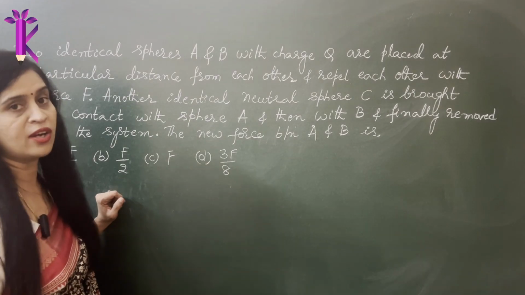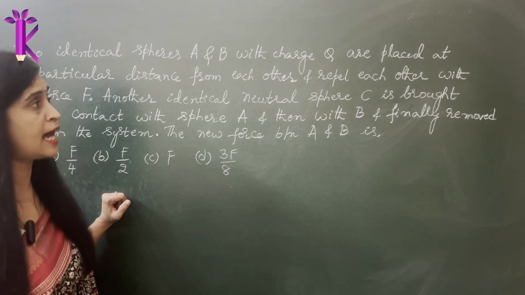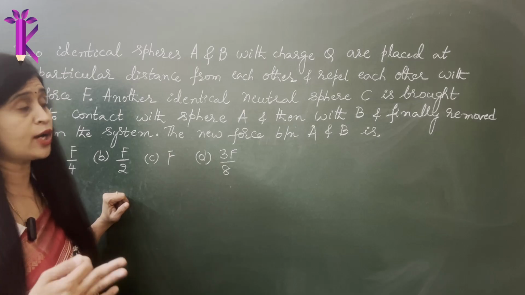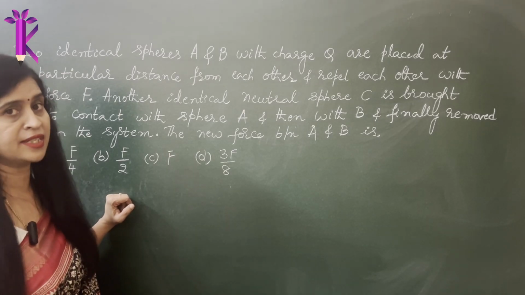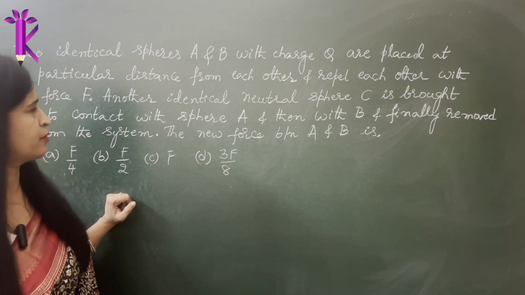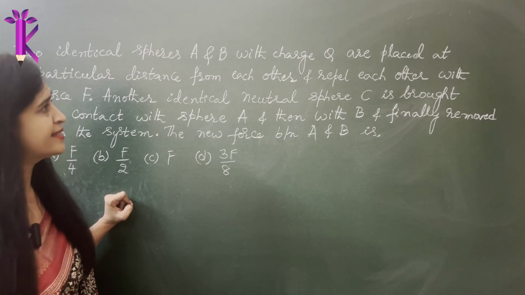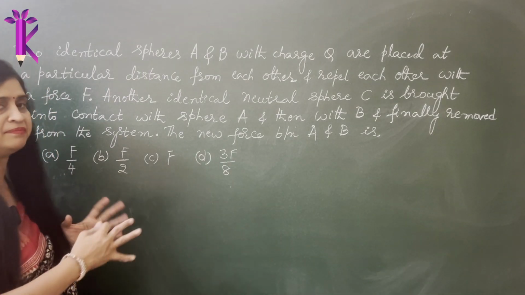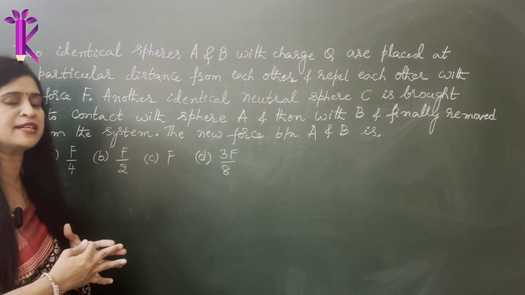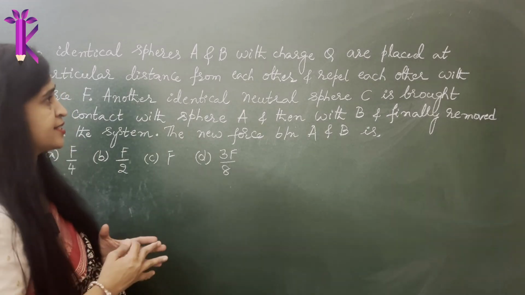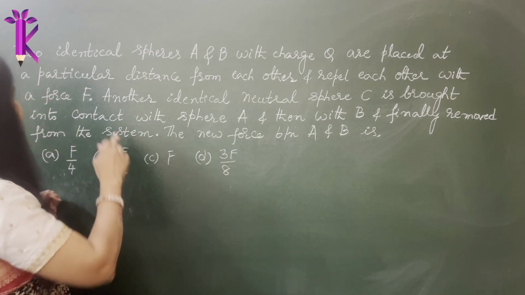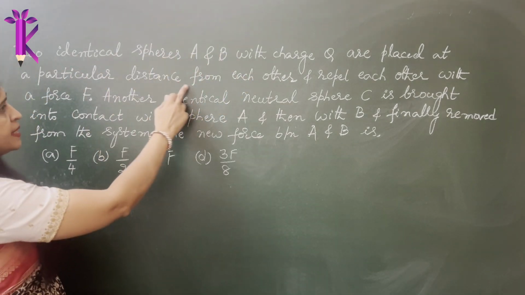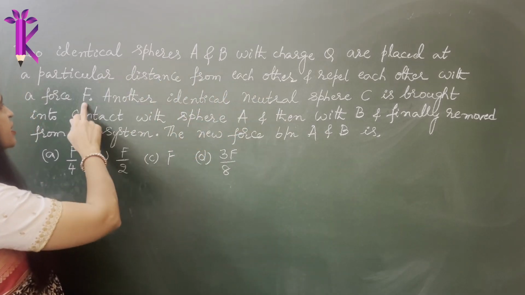So this is a numerical on charge redistribution which we have done from the textbook numerical. Even in one of our series on entrance examination solving, part 1 or part 2, if I don't clearly remember it. But certainly this is a very interesting numerical of the same thing. You will see how you have really understood the concept of charge redistribution. Let's check it out. There are two identical spheres A and B with a charge Q placed at a particular distance from each other and repel each other with a force F.